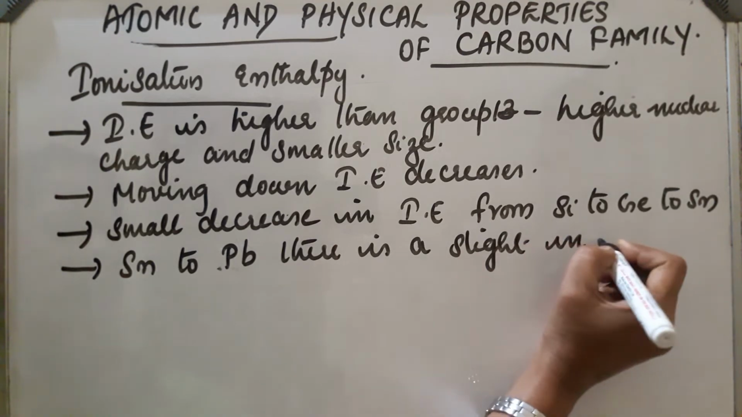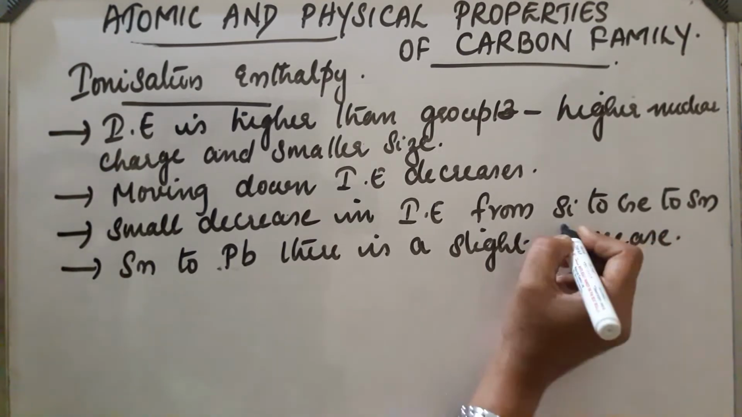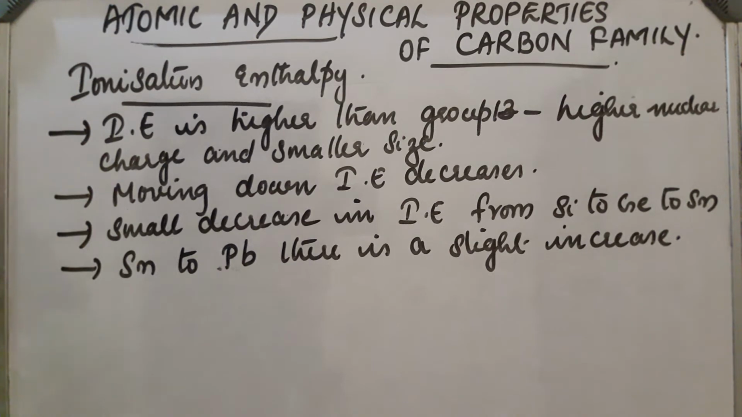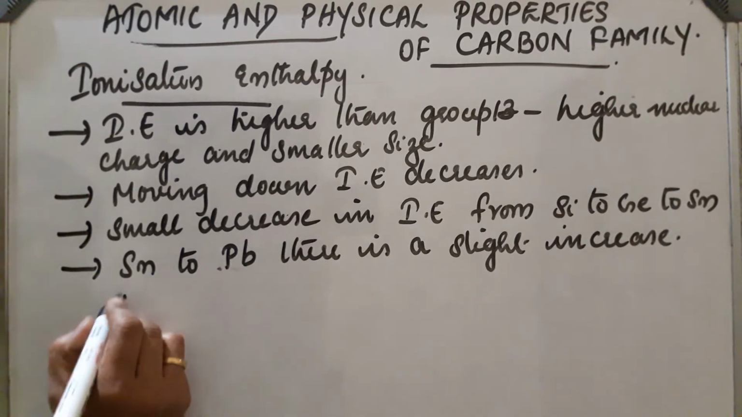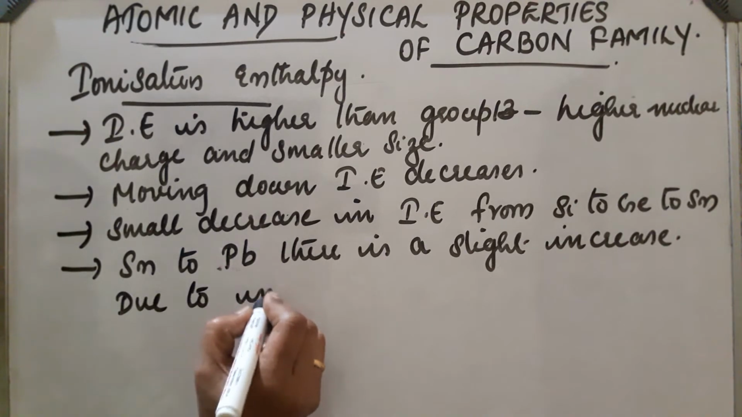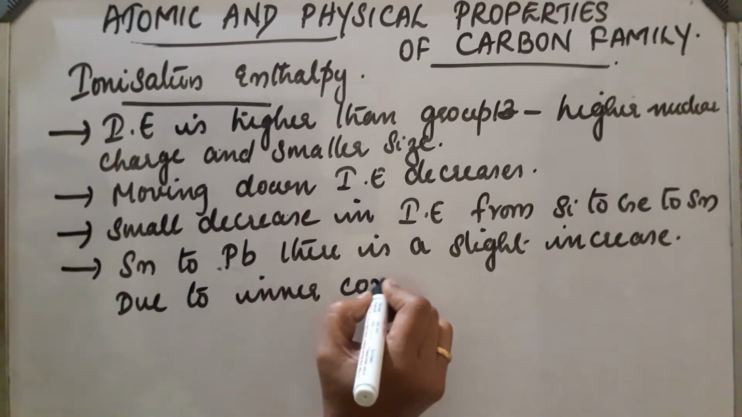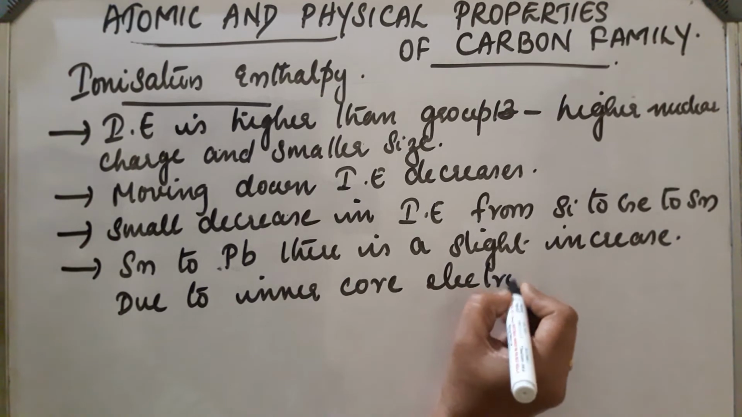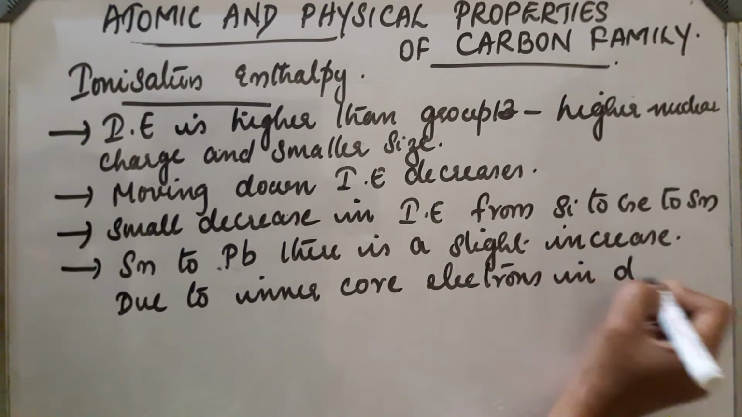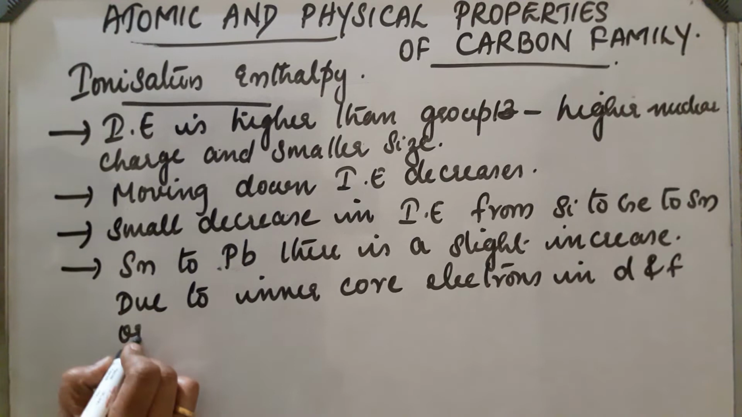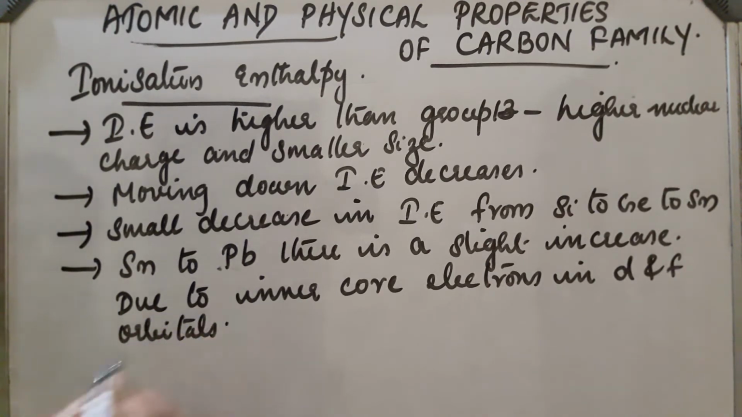This is due to the presence of inner core electrons. Okay, that is, the electrons are present in d and f orbitals. These are having poor shielding effect. So they have poor shielding. Okay, so we can see there is a slight increase in ionization energy from tin to lead.